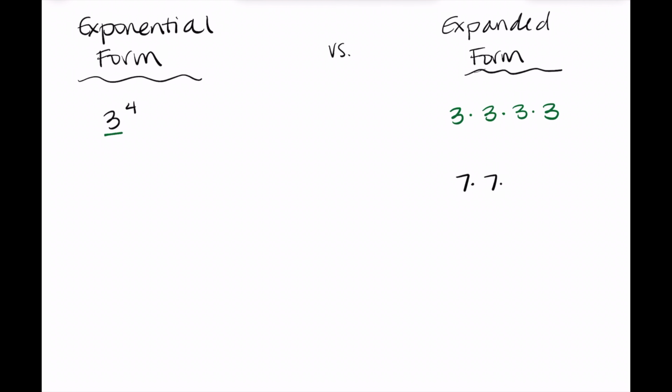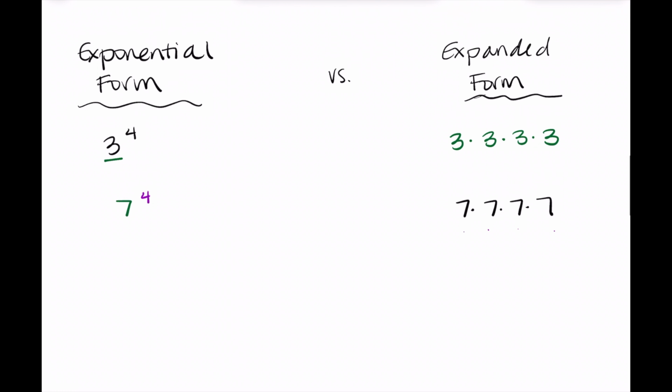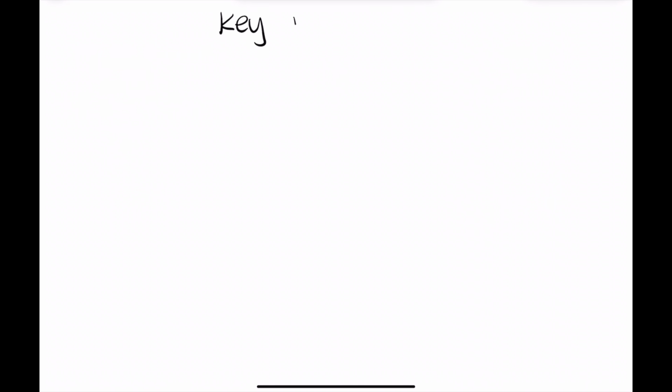And let's do one more example of this. What if we are given the expanded form? How would we write it in exponential form? So if we were given 7 times 7 times 7 times 7, how would we write this in exponential form? Well, we have 4 sevens, and 7 is our base. So that would just be 7 to the power of 4 for exponential form.